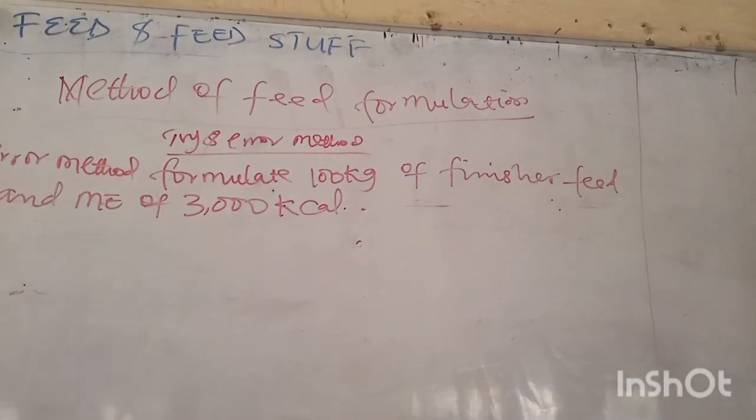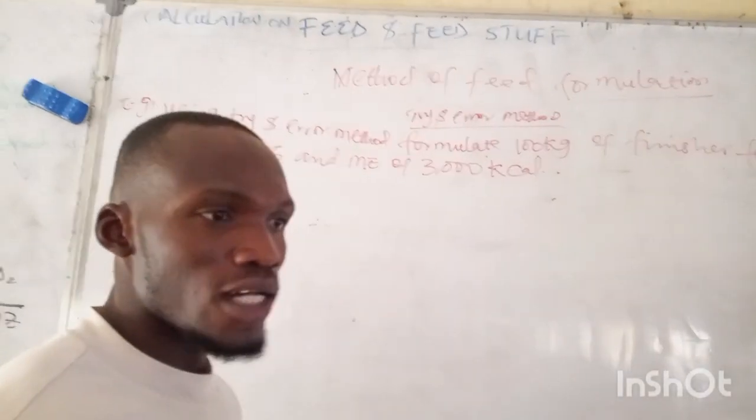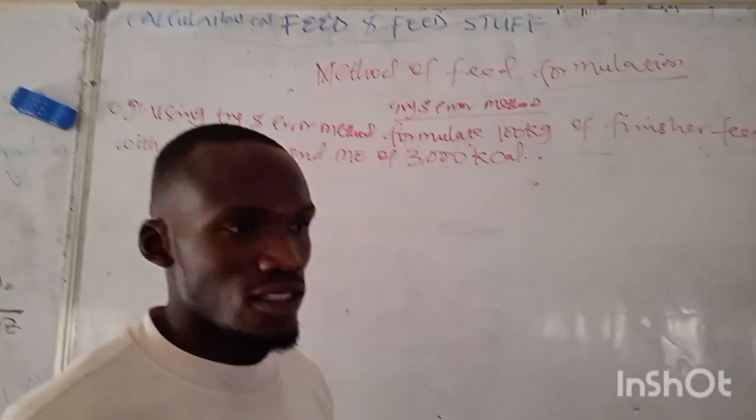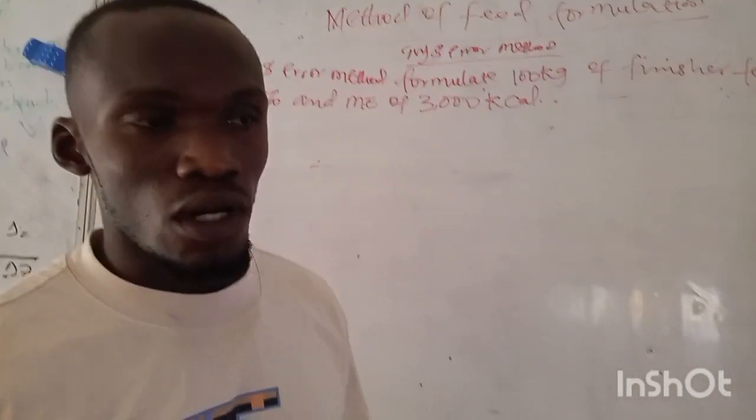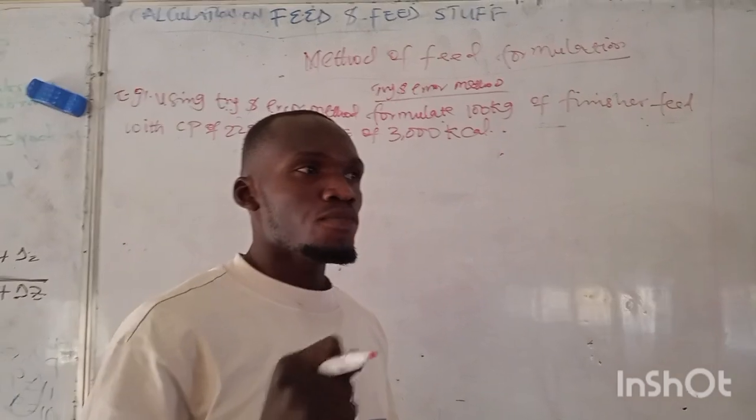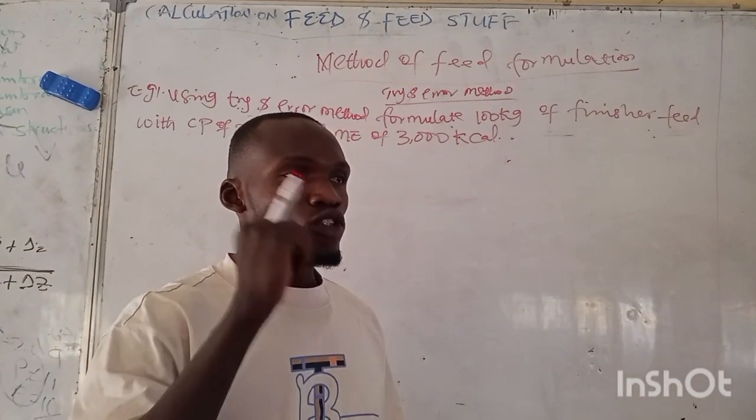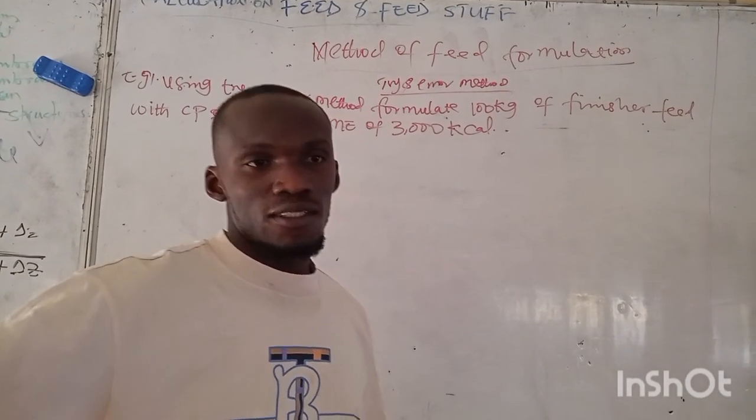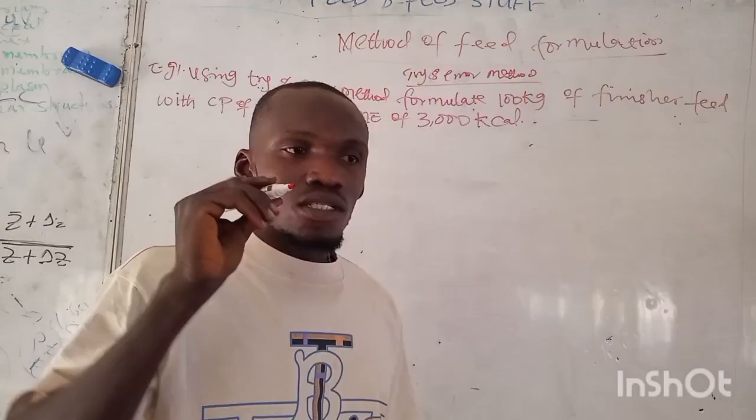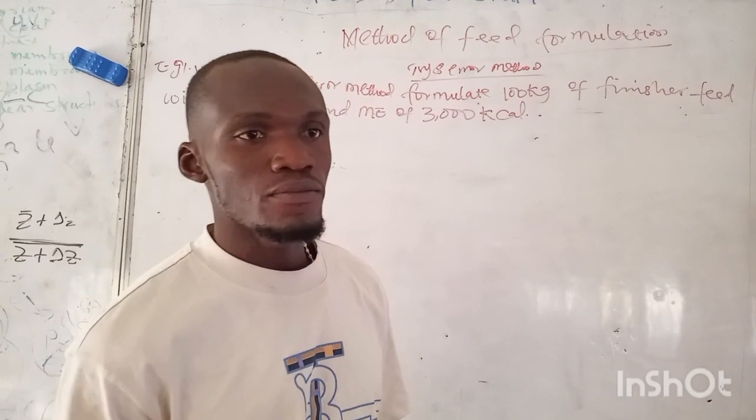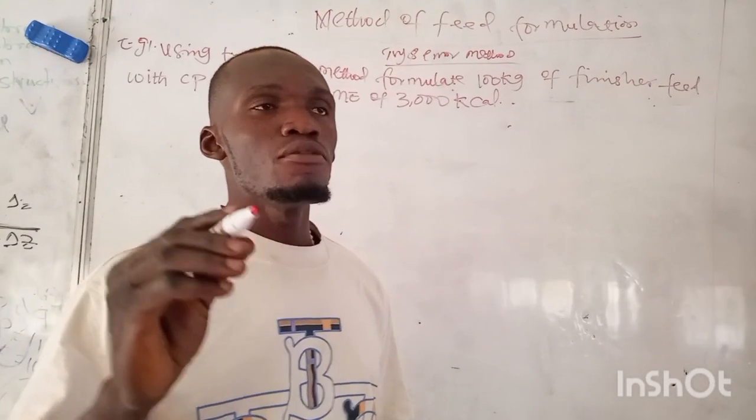Now, before I forget, when you are calculating using trial and error method, one thing we must consider is this. In day-old chicks, I believe most of us will know about that, the crude protein required for a day-old chick ranges from 22 to 23%. That of the mature one ranges from 20 to 21. And remember, your fish meal and bone meal should not be above 5%.